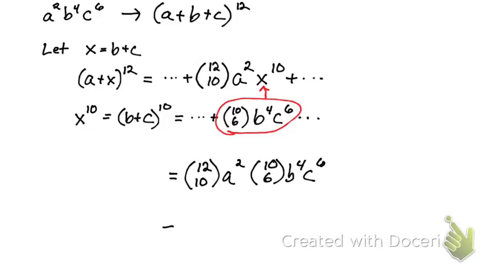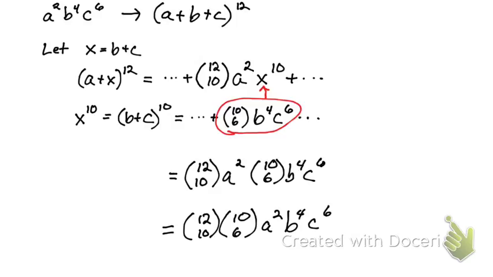Well, rearranging this, we would just have 12 choose 10 times 10 choose 6 times a squared, b to the 4th, c to the 6th. Now all we have to do is take our calculator out and do 12 choose 10, and multiply that by 10 choose 6, which comes out to 13,860 if you go ahead and plug that in.